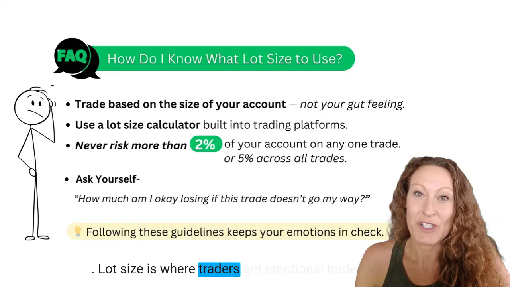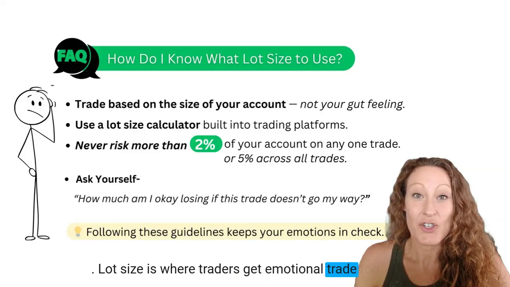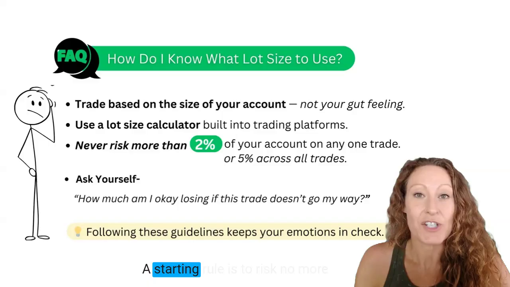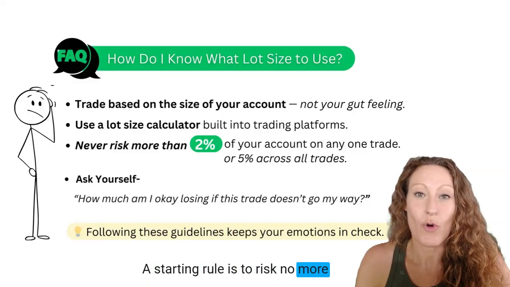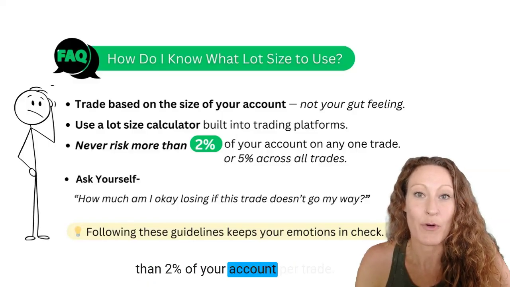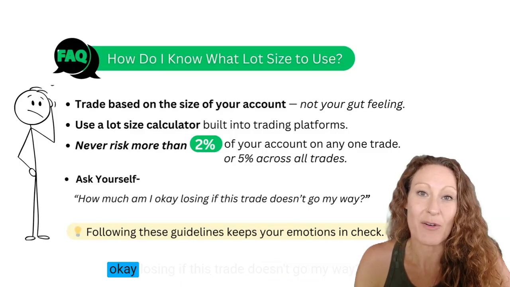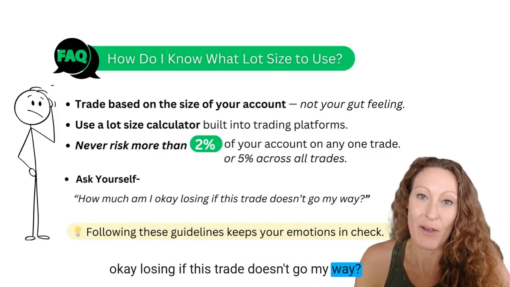Lot size is where traders get emotional. Trade too big and a small move can wipe your trade out. A starting rule is to risk no more than 2% of your account per trade. So always ask yourself, how much am I okay losing if this trade doesn't go my way?